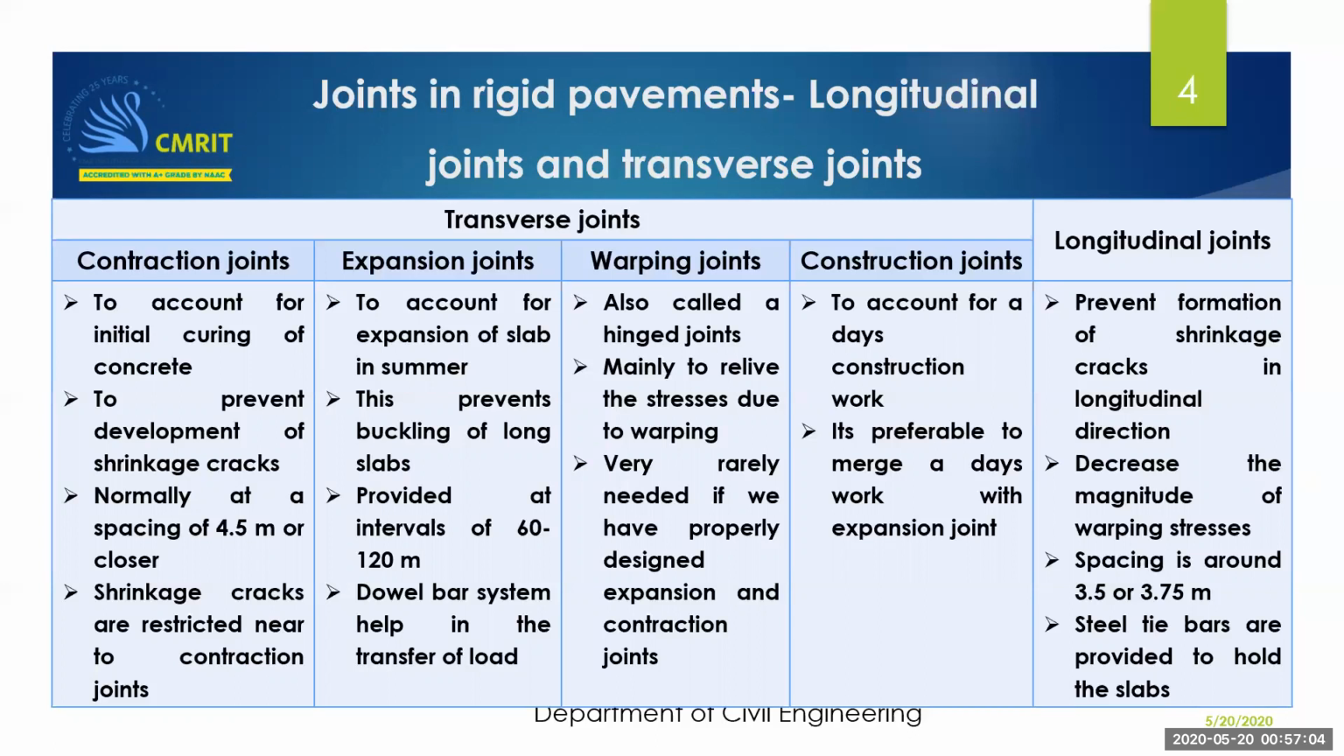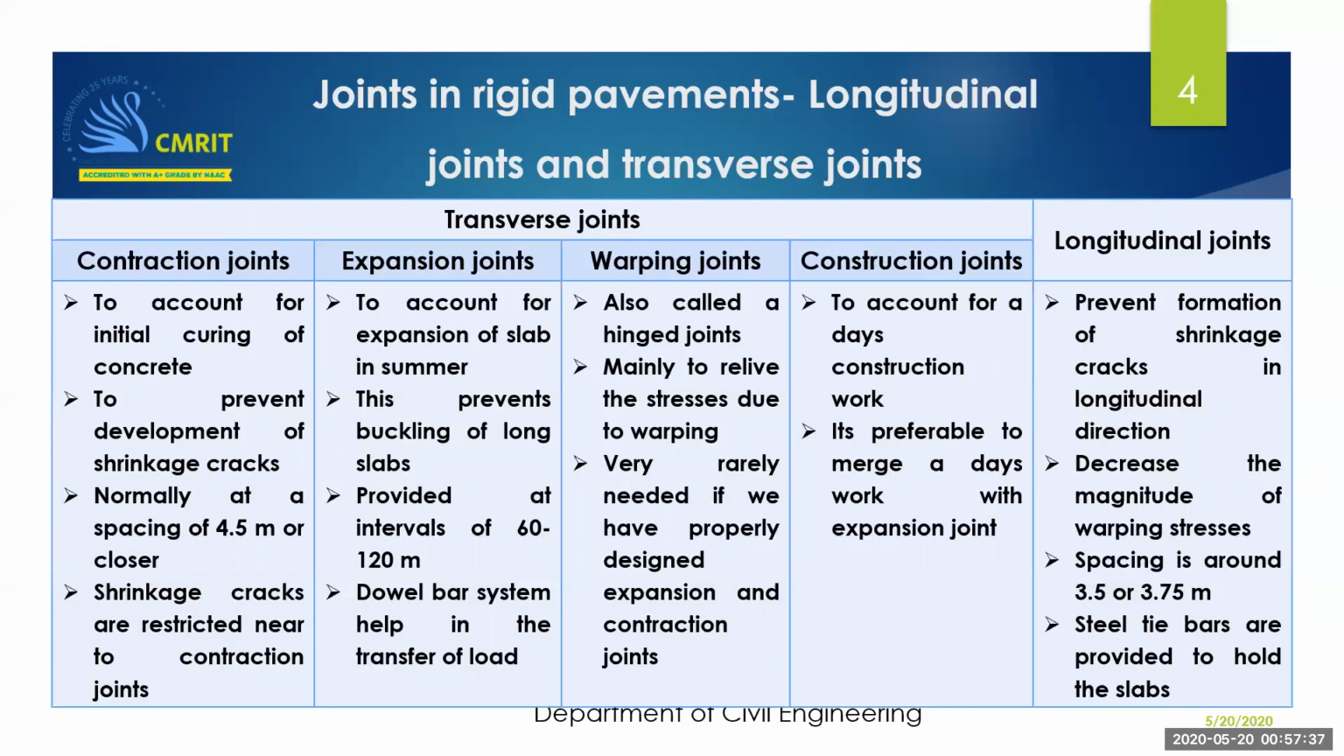And we have something called warping joints. These are also called hinge joints. They mainly relieve the stresses due to warping. You already know that the concrete pavement is subjected to daily variations in temperature, which instigate warping stresses in them. With a proper provision of warping joints, we can get rid of that. It is very rarely provided specifically, because the provision of proper contraction and expansion joints is enough rather than providing a warping joint.